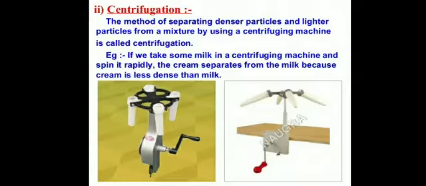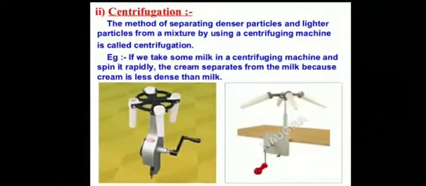In this diagram, the centrifuging machine is shown to you. You can see, dear student, there is some nozzle-like equipment. Here in white color you can see you fill this with liquid and then you rotate it rapidly. Then what will happen? The denser particles and the lighter particles separate from the mixture.